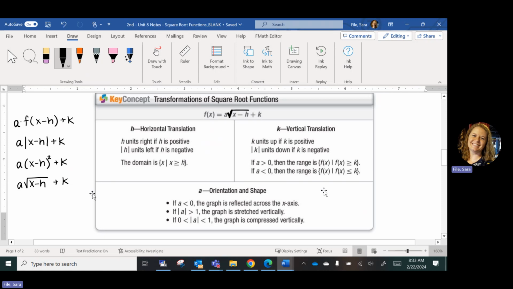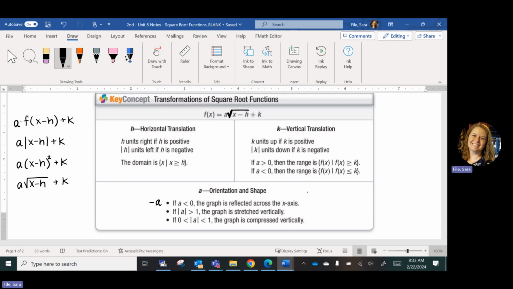Okay, right here, this first bullet point is talking about when A is less than 0. Less than 0 means negative. If you need to, write negative A next to that so you know what that means. When A is negative, when it is less than 0, your graph is reflected across the x-axis. Okay?